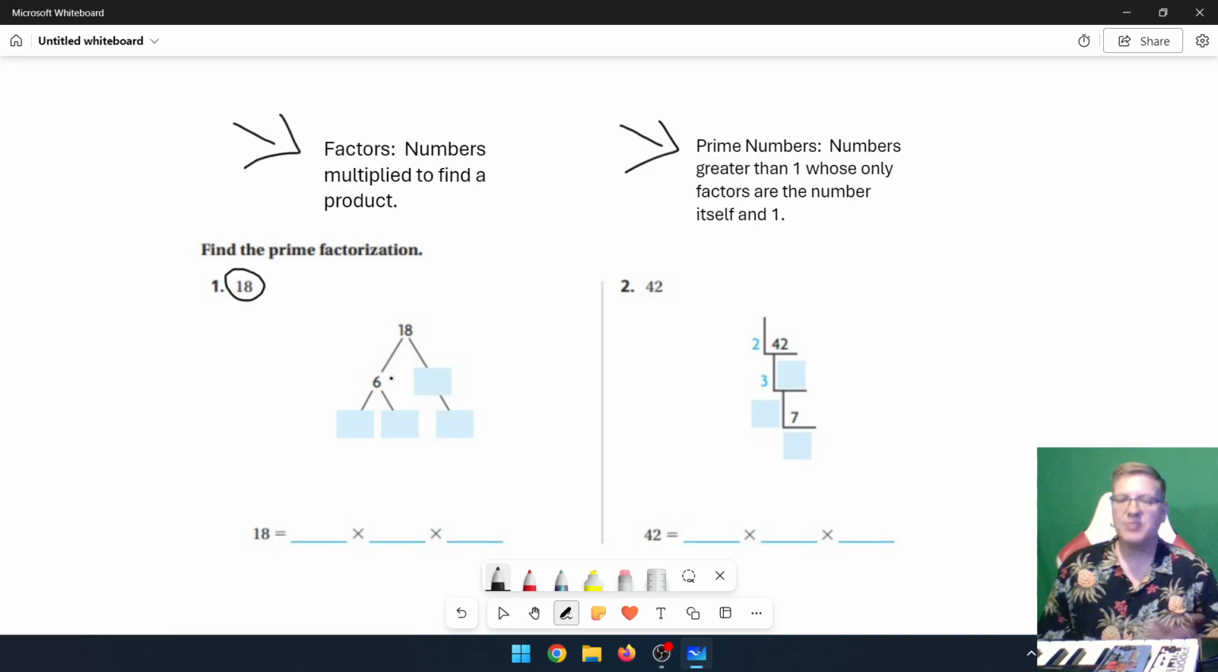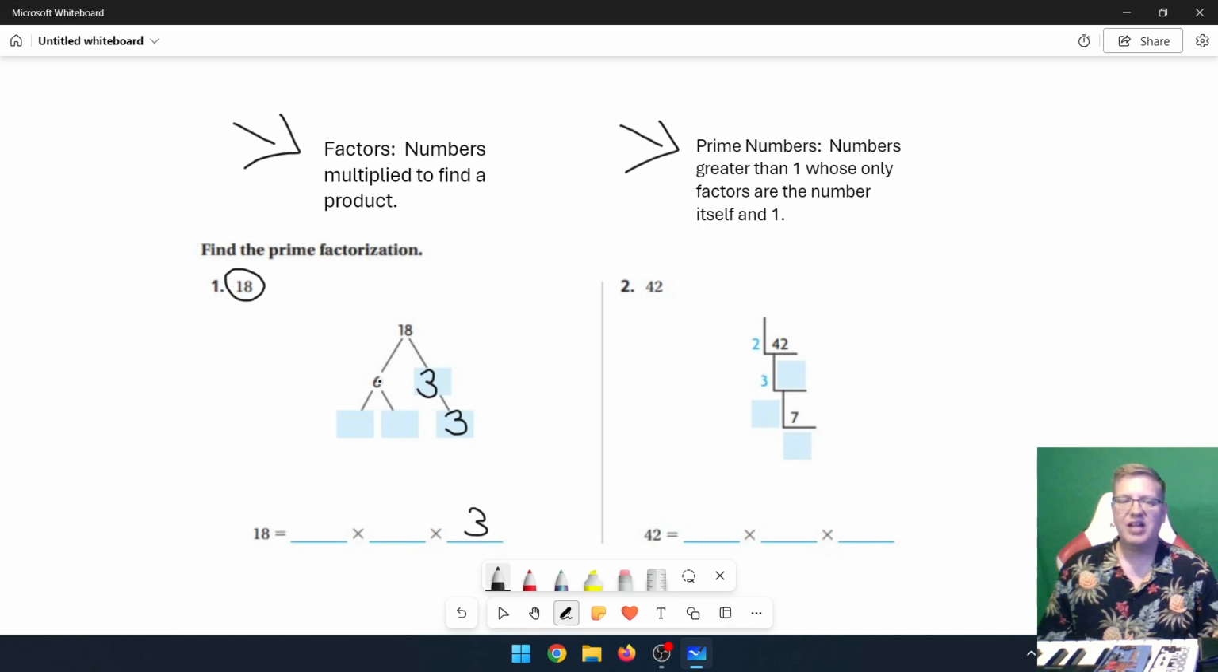I would ask my students from here, 6 times what number gives us 18? After a few seconds, hopefully most of them will have the answer. It should be 3, because 6 times 3 makes 18. We have an extra line here. We're just going to carry that down to the bottom, because we already have a prime number. So this number is done. We could even go ahead and write it down here on the line.